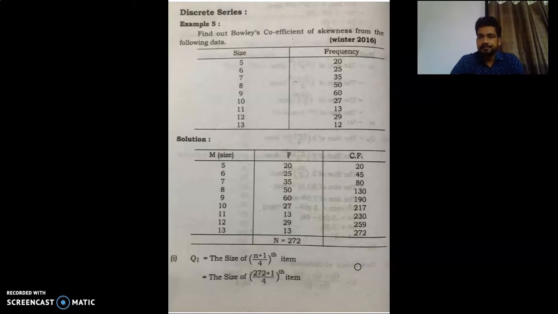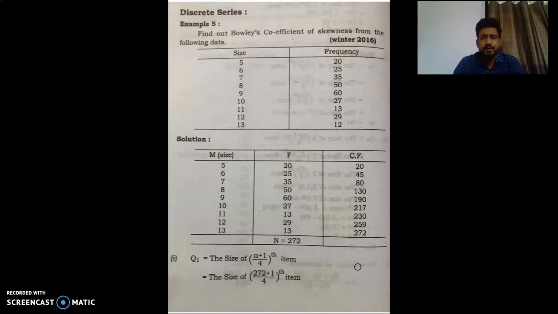Good morning, students. We are here for discrete series of Bowley's coefficient of skewness. In the last lecture, we had finished Bowley's coefficient of skewness for individual series. We are in the second part of unit number 3 of skewness, where we have to study two methods. One is Karl Pearson, another is Bowley's coefficient of skewness.